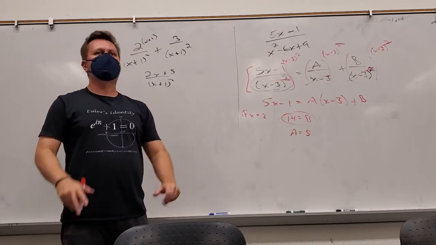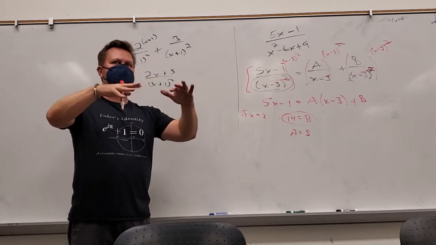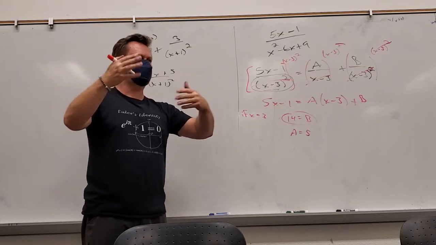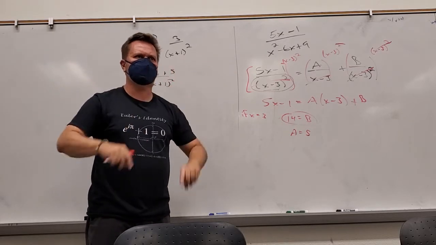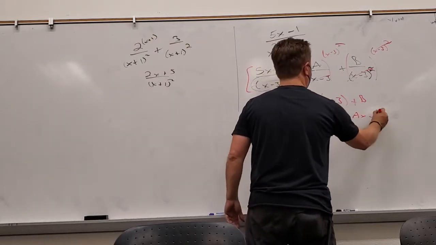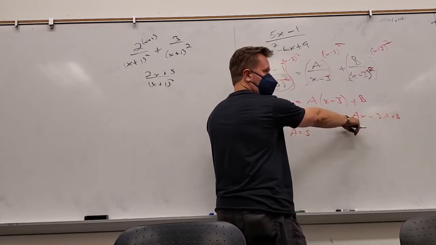Yes? All right, now listen. This was a relatively easy one. Will that kind of thing always happen? No, not necessarily, but it will happen enough. You start to accumulate little tricks and little things you can notice. If you didn't notice anything here, you would just do Ax minus 3A plus B. A equals 5, right? Equate coefficients.